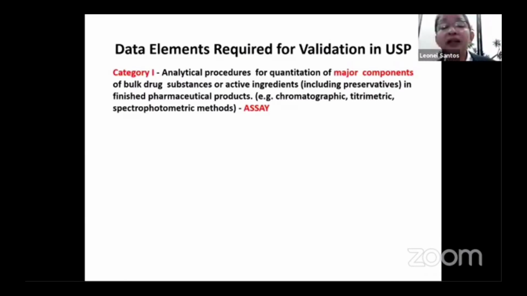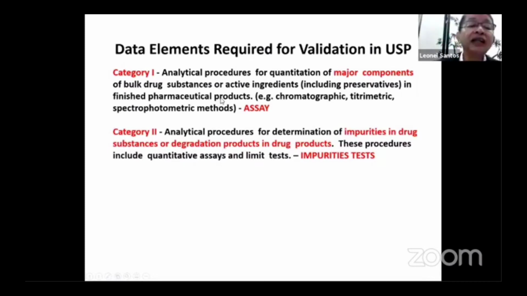So the limit of quantitation means that you are still in the range where the signal is proportional to the concentration. Data elements required for the validation are described in this slide. Now, in USP, it can be categorized into four different categories. The first category would be focused on the major components, and these are termed the assay.